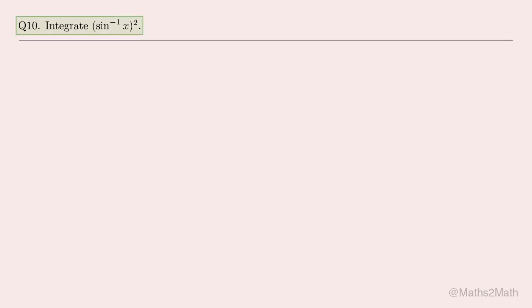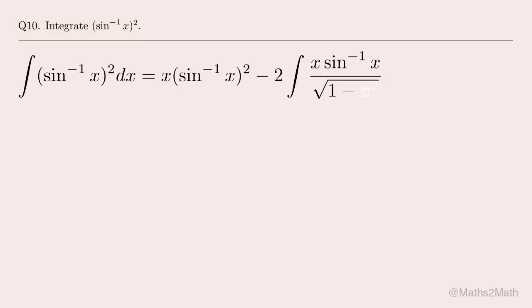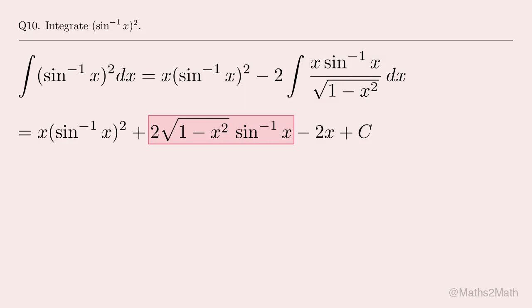Question 10. The square of inverse sine. Parts with 1 as the second function twice. Each round differentiates one inverse sine. First round, x times the square, minus 2 times the integral of x inverse sine over the root, which parts again. The inner integral gives minus root times inverse sine plus x. Assemble.